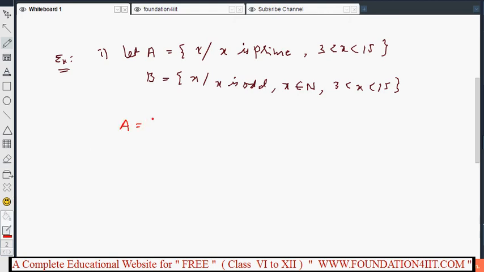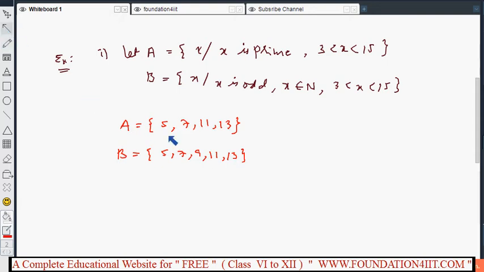So A is the set. Now X is a prime number but from 3 to 15. Okay, after 3 the prime numbers are 5, 7, 11 and 13. This is set A. And set B, if we write, is X is an odd number but between 3 and 15, all the odd numbers, that is 5, 7, 9, 11, 13.